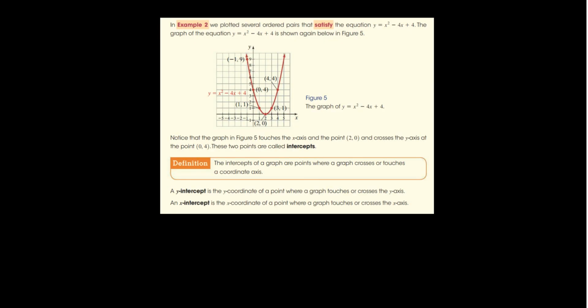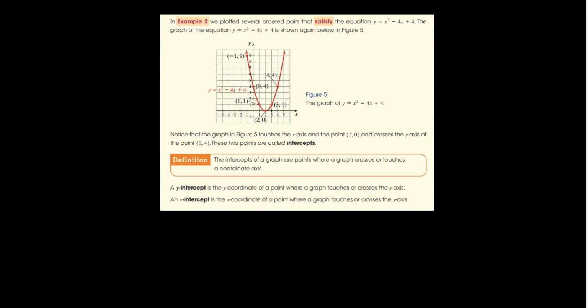So this reads, in example 2, we plotted several ordered pairs that satisfy the equation y is equal to x squared minus 4x plus 4. The graph of the equation is shown again below in figure 5. So this is what the graph looks like when we plot it. And again, we have our points that we talked about before, -1, 9, 1, 1, 2, 0.